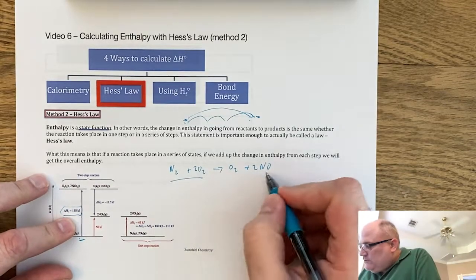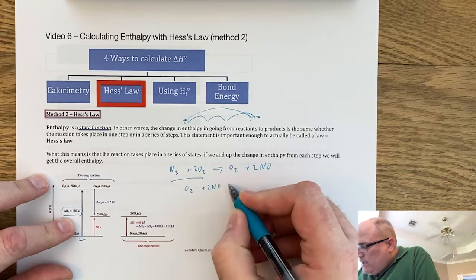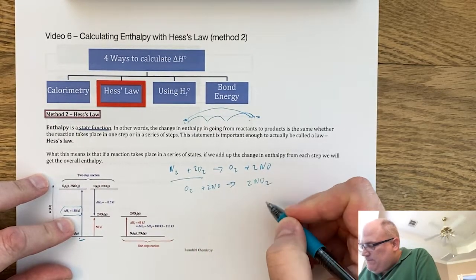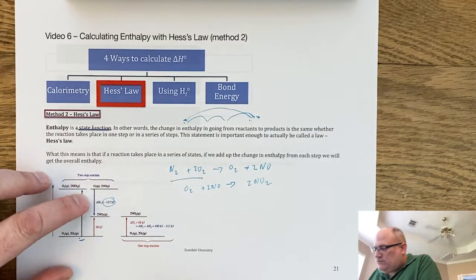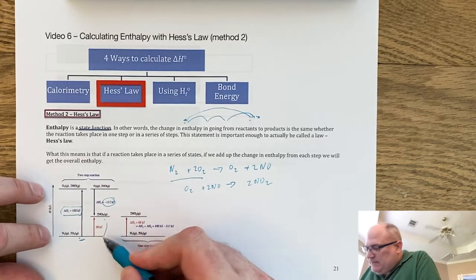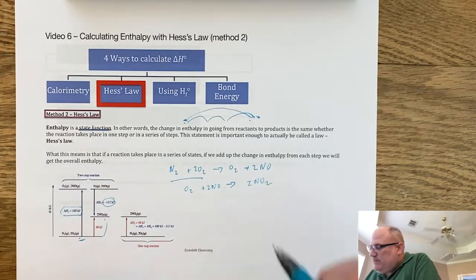But then if we took those 2 things, O2 and the 2NO, and we reacted them together and we formed 2NO2, that reaction would actually lose 112 kilojoules of energy. But if you add those 2 together, the net result is these 2 reactions together gained 68 kilojoules. That would be the same thing.